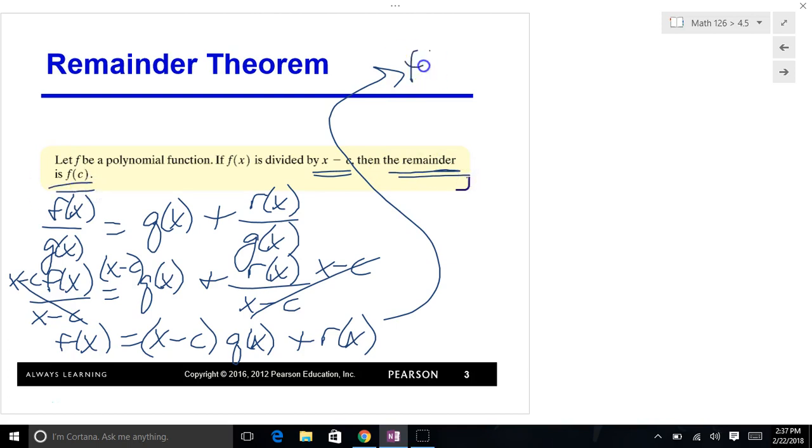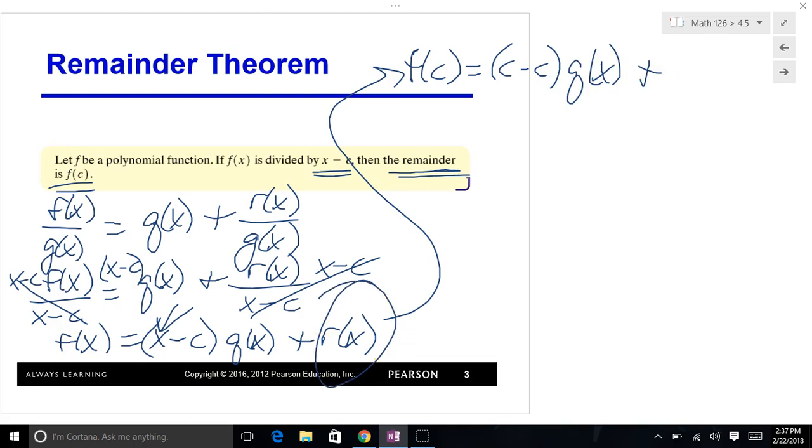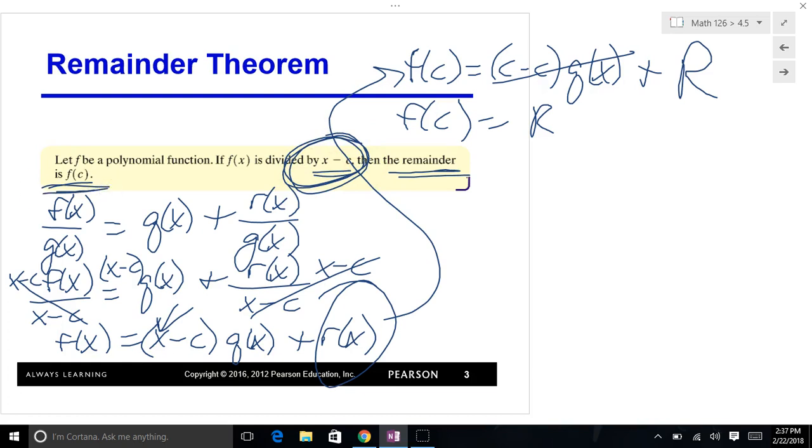So let's plug in c for x. Right here I've got c minus c times q of x plus r of x. I'm going to call this r of x just my remainder, capital R. So f of c equals, notice c minus c is 0, 0 times q of x, that's gone. So f of c is our remainder. So anytime you divide by x minus c, your remainder is actually f of c.